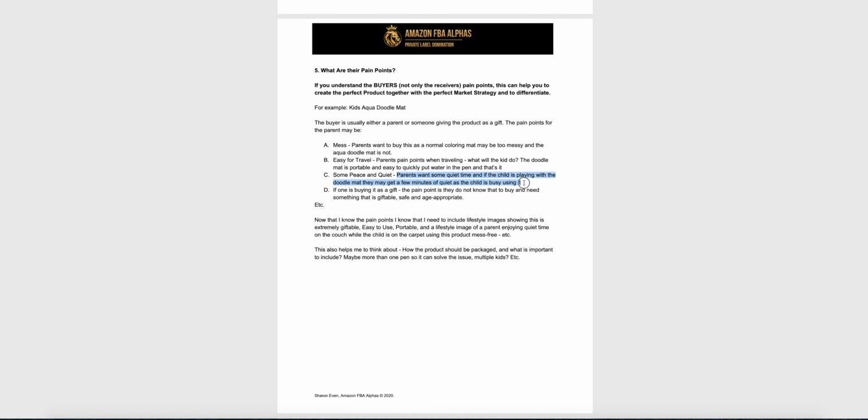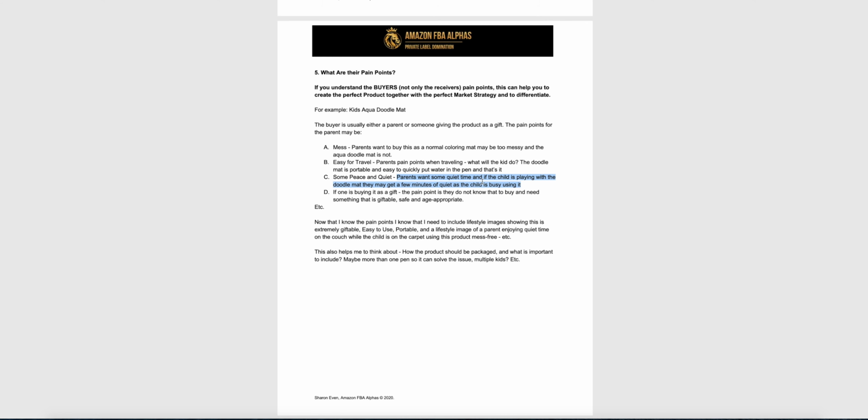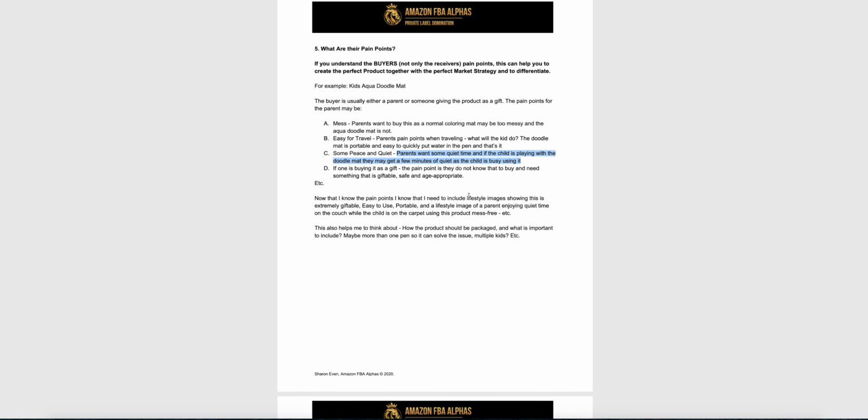So parents want some peace and quiet, and if the child is playing with the doodle mat, they get a few minutes of quiet as the child is busy using it. And another thing: if someone is buying it as a gift, the pain point would be that they don't know what to buy, and they need something that is giftable, safe and age appropriate. So I'm also solving that problem.